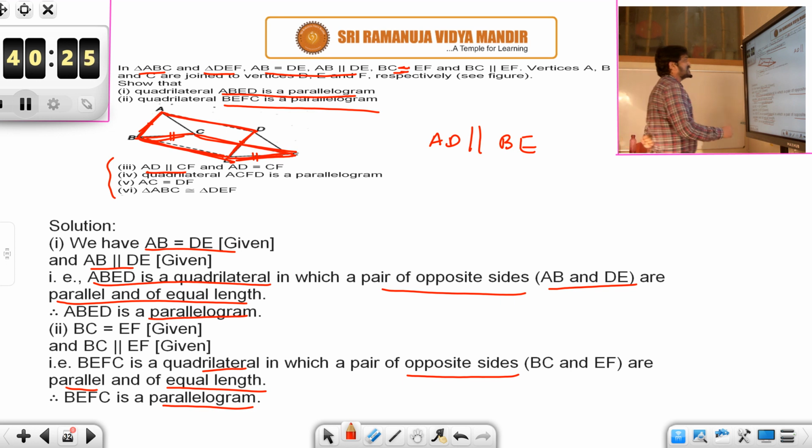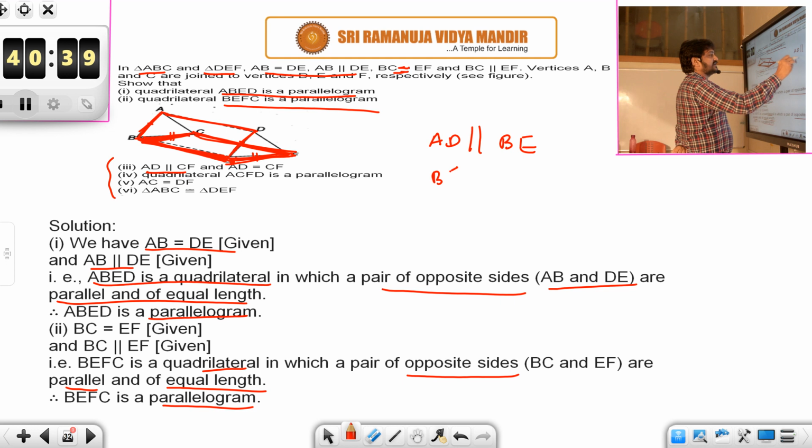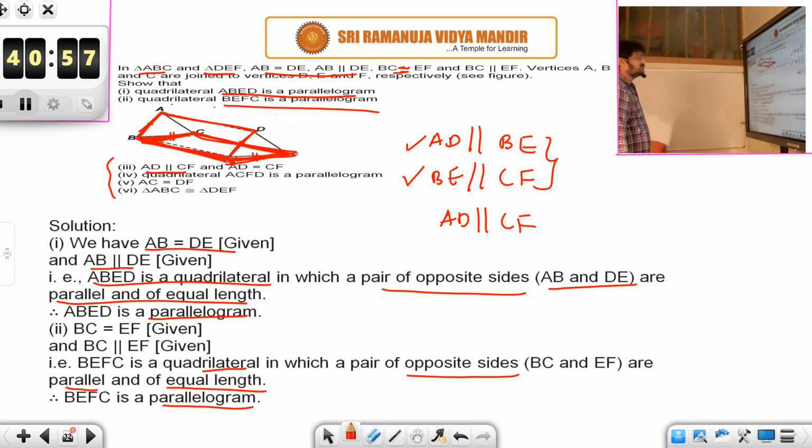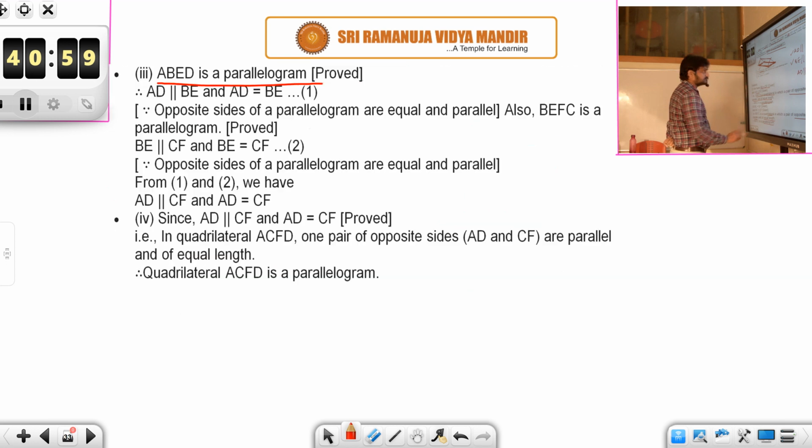And then in the second part we have proved that BEFC is a parallelogram, and given BC is parallel to EF, so we could say that BE is parallel to CF, because BEFC is a parallelogram. So from the first one AD is parallel to BE, from the second one BE is parallel to CF. So from the first and second one we could say that AD is parallel to CF, right? So hence we have proved the third one. So AD is parallel to CF, and AD is equal to CF.